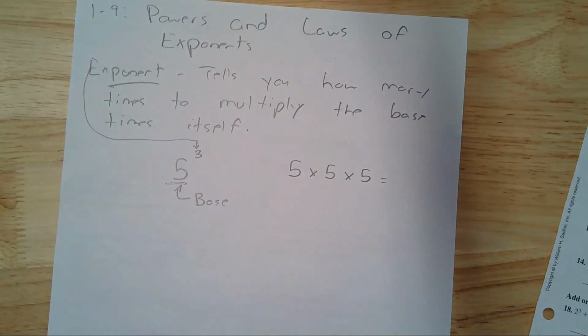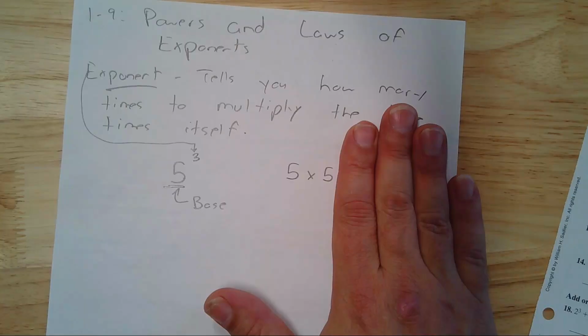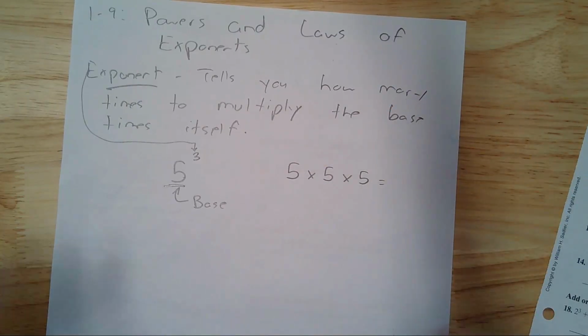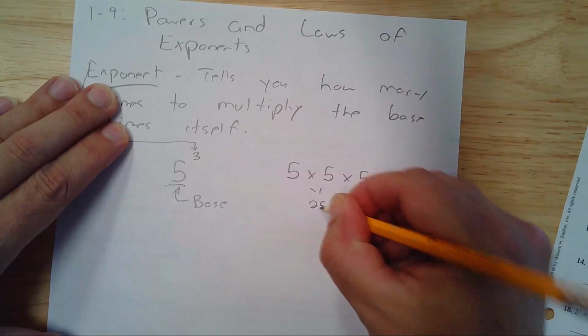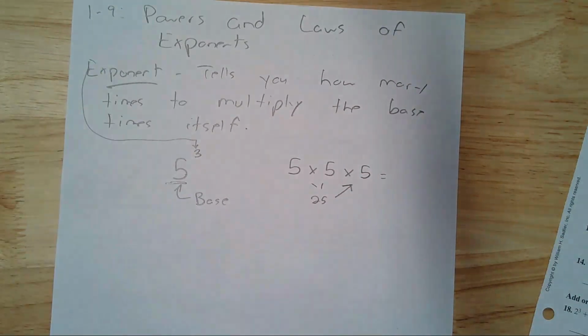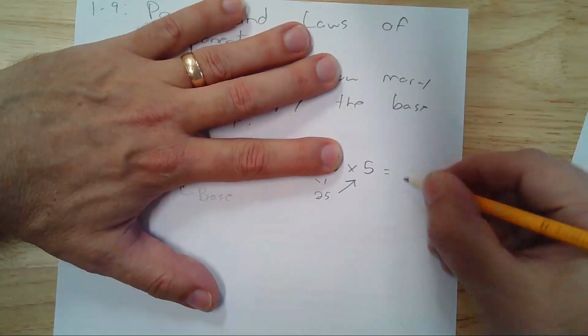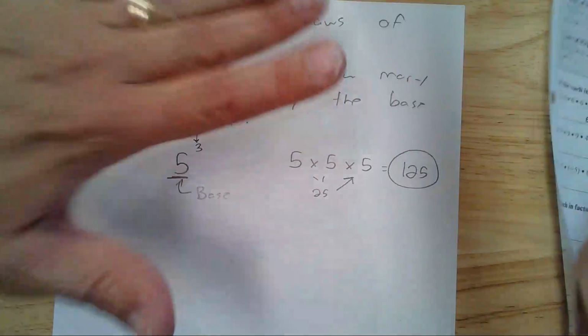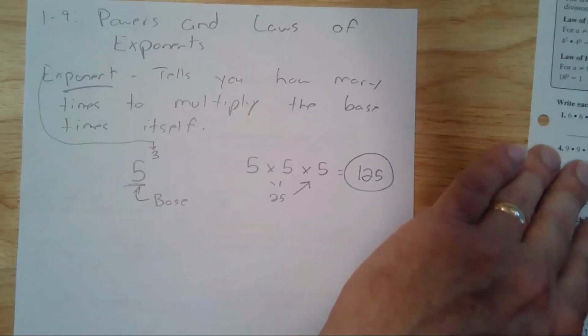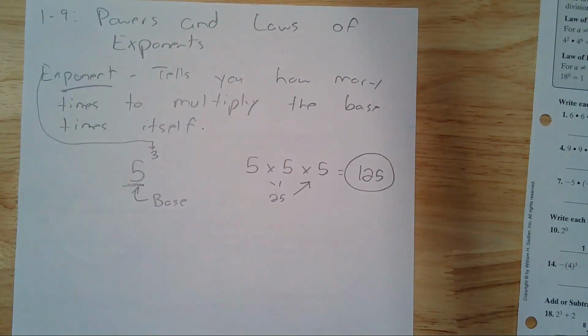So then to solve it, you just go ahead, 5 times 5. 5 times 5 is 25, but I'm not done yet because I'm multiplying it times 5 three times. 5 times 5 is 25, but then one more time times 5 should get an answer of 125. That's 5 to the third power, 125. Okay.